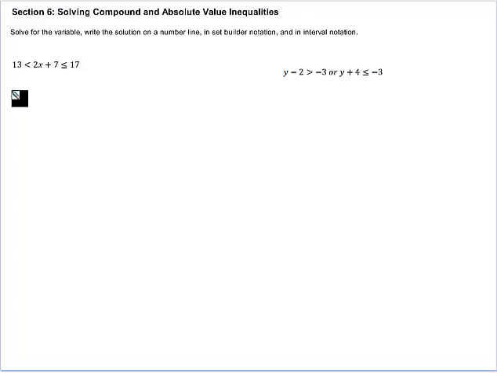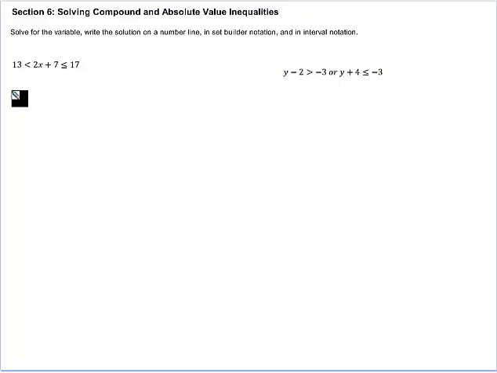This is Algebra 2, still on our unit of prerequisite skills, and we are going to solve compound and absolute value inequalities. So compound inequalities are when we have two of them put together. We are going to have "and" or "or", and we are going to solve for the variable, write the solution on a number line, in set builder and interval.